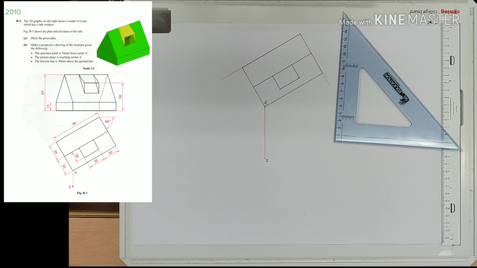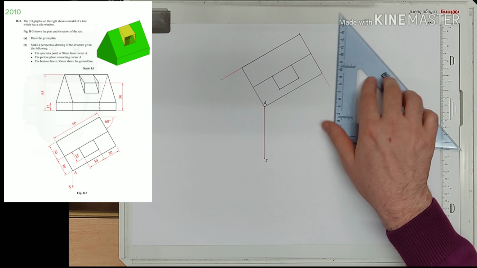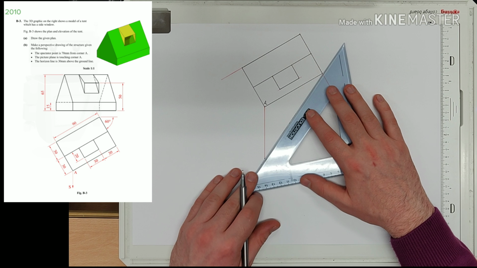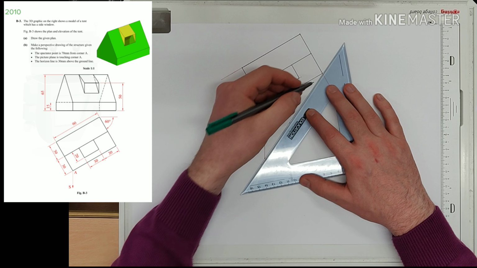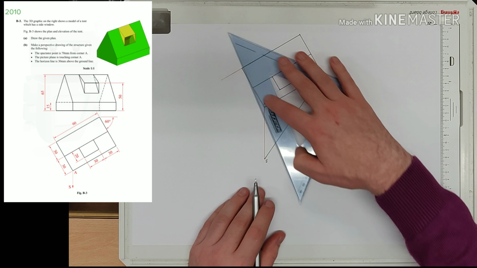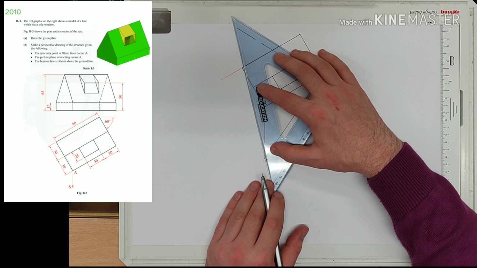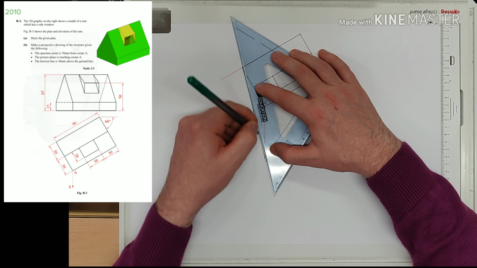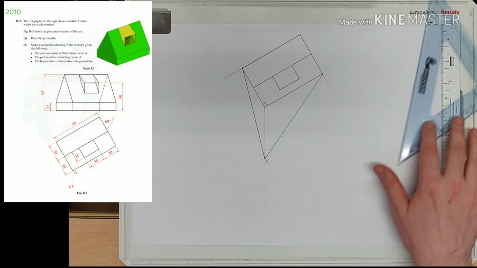So, in order to start perspective, what we need to set up first is our cone of vision. To do that, we take the two extreme ends of the plan view that we can see, which is this corner here, and this corner on this side. Okay, so we have our cone of vision.